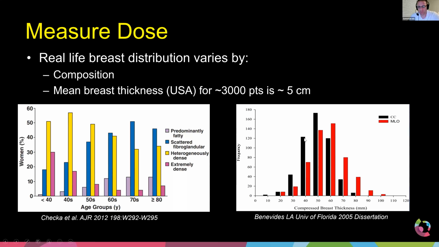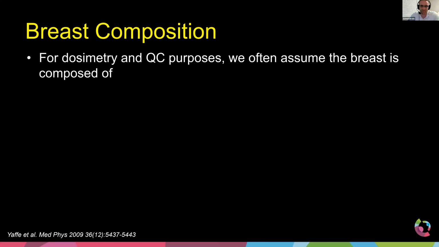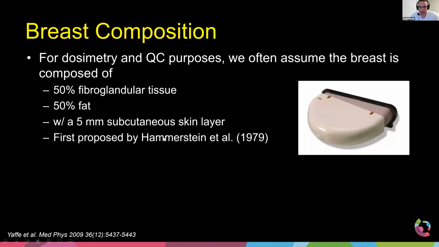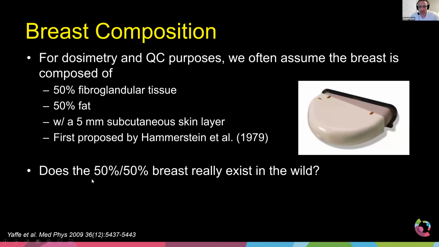The values here in black are for a CC, cranio-caudal view. The average thickness, so the peak, the mode in this case is 5 centimeters, and the average is pretty darn close to 5 centimeters. So it's not actually 4.2, it's closer to 5 centimeters. So this idea of a 50% fibroglandular, 50% fat, and then a question of whether we should assume there's a 5 millimeter subcutaneous fat layer underneath the skin. This whole model that I'm talking about was proposed back in 1979. And so does it actually exist?